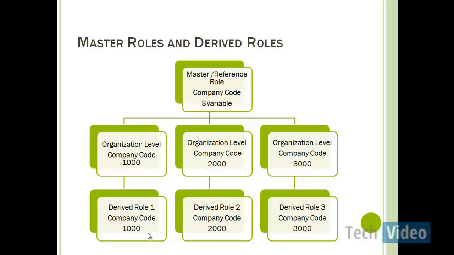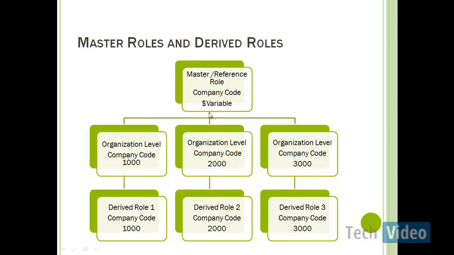The difference between master role and derive role is that in the derive role we will be using organization levels. That means the specific organization levels for that particular derive role. So organization levels from one derive role to another derive role which is linked to the master role will differ. However, the authorization objects or the concept will remain the same. That is the advantage of master role and derive role.